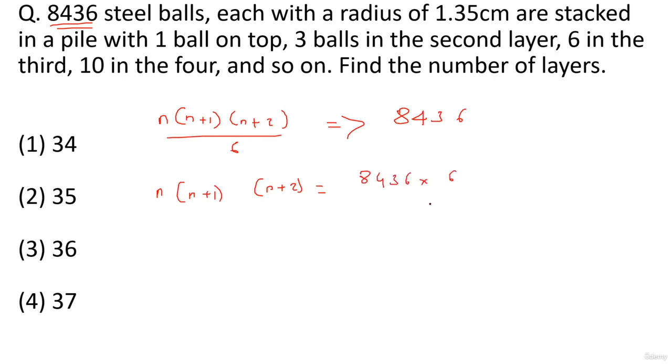Now you can factorize if you want. If you observe carefully, this will be divisible by 12. 84 and 36 are both divisible by 12. So this becomes 12 sevens are 84 and 12 threes are 36. And now we have to factorize 703.